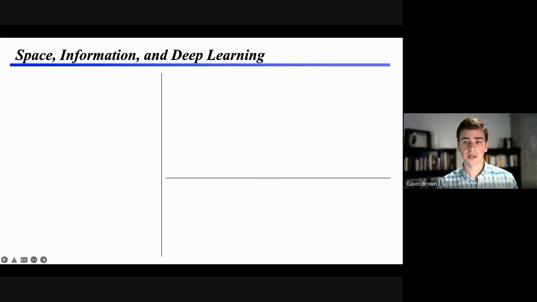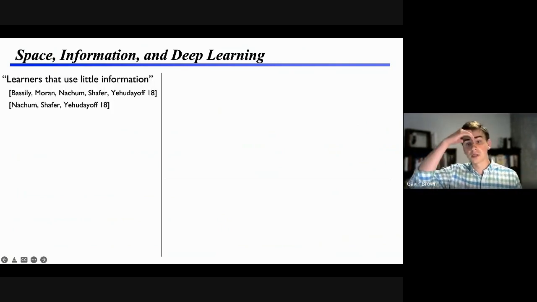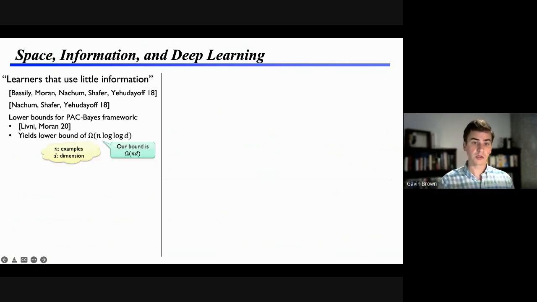Shifting gears, let's talk about some relevant theoretical work. There's a line of work on learners that use little information, studying upper and lower bounds on the information contained in models about the data set. The result most closely related to ours is work by Livni and Moran, who give limitations of the PAC-Bayes style of analysis. An implication of their theorem is a lower bound on information in the model of n times log d, where n is the number of examples and d is the dimension of the data. Our lower bound is n times d, which is a significant strengthening of that particular result of theirs.